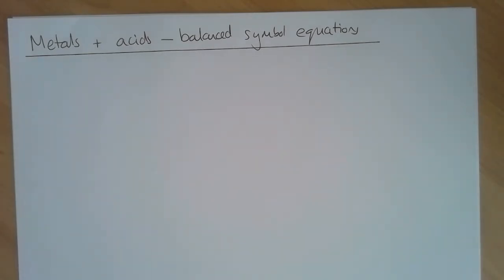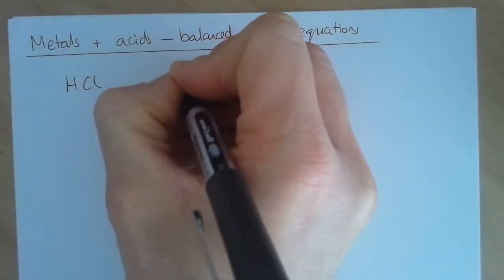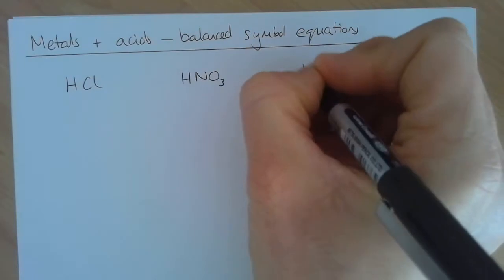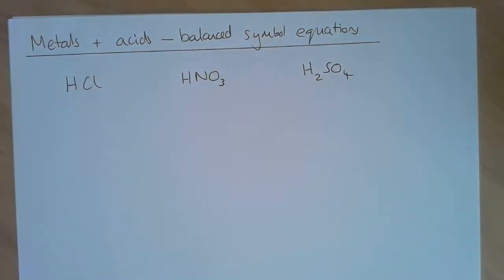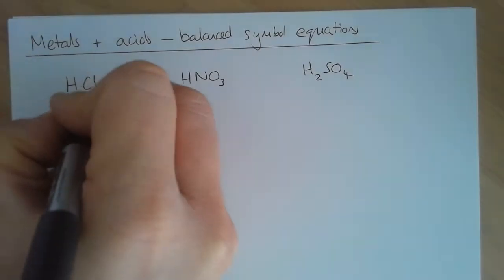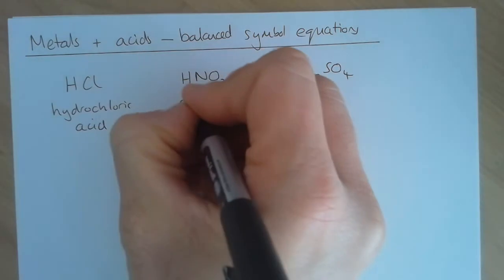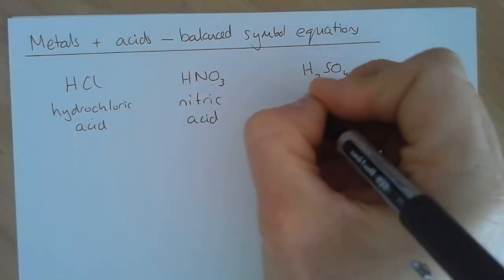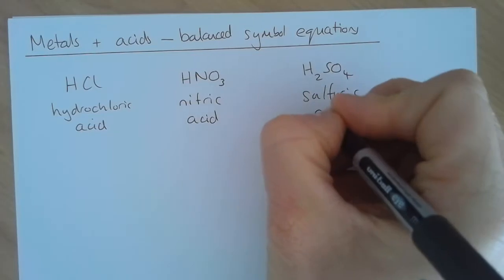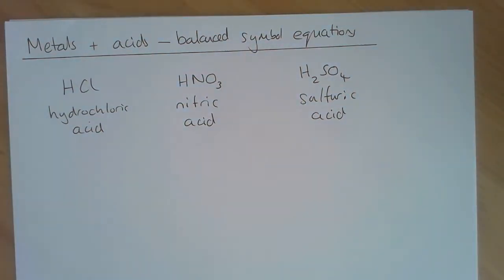So we're going to look now at writing balanced symbol equations for the reactions between metals and acids. We've already hopefully looked at the word equations, so some of this won't be unfamiliar. Before we start, we need to know the formula of the three common inorganic acids that you're going to have to be able to write equations for. And that's hydrochloric acid, HCl, nitric acid, HNO3, and H2SO4, which is sulfuric acid. We have to know those if we're going to be able to successfully write symbol equations.